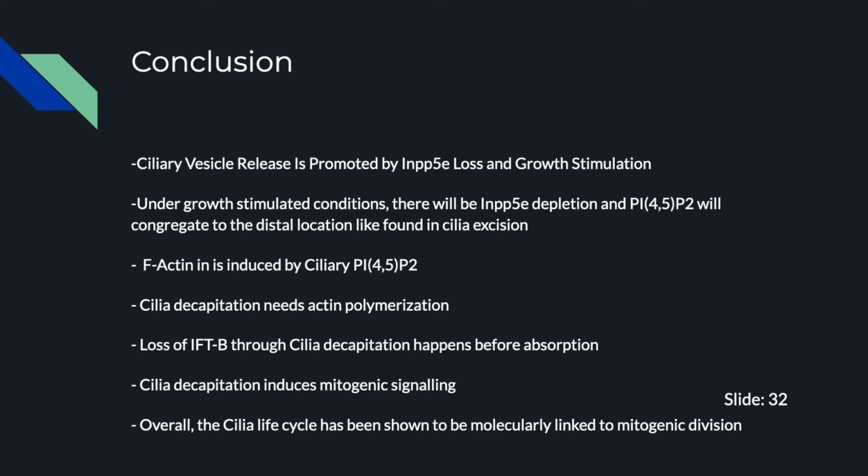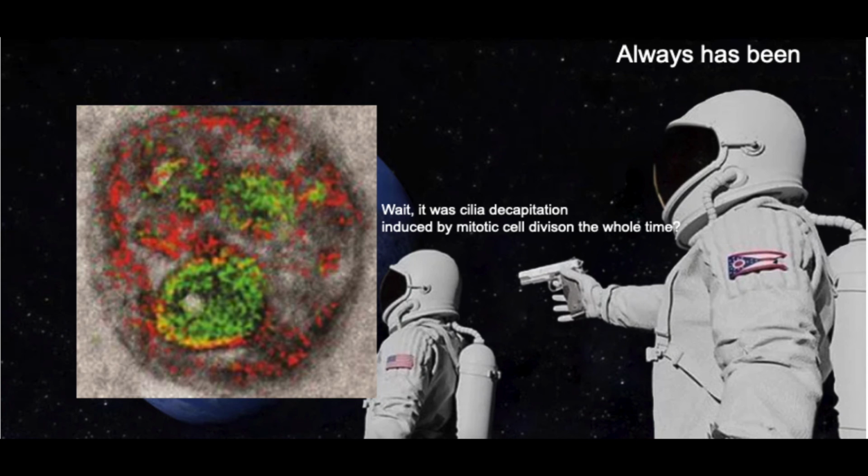To conclude, growth induction displaces ciliary INPP5E. It accumulates phosphatidylinositol 4,5-bisphosphate in the distal cilia, and this causes actin polymerization in primary cilia and excises cilia tips in a process called cilia decapitation. There's acute loss of IFT-B through cilia decapitation. It precedes resorption. Cilia decapitation induces mitogenic signaling, and there's a connection between the cilia life cycle and the cell division cycle overall.